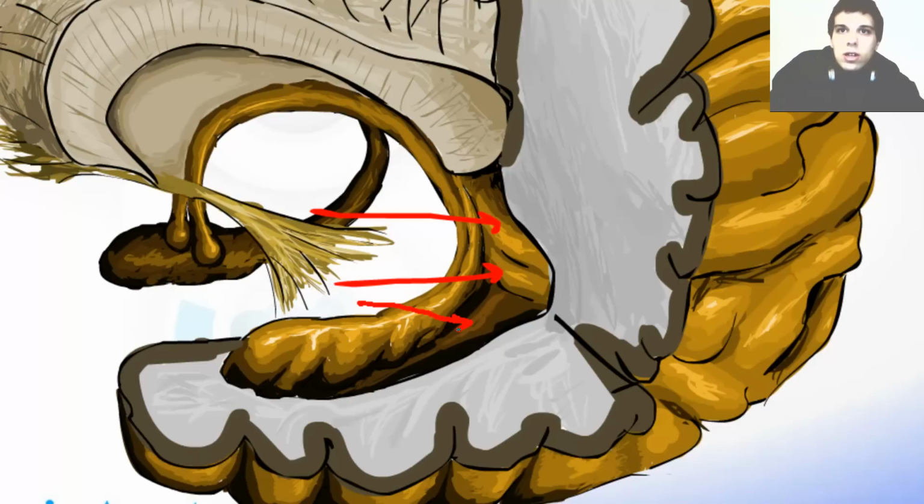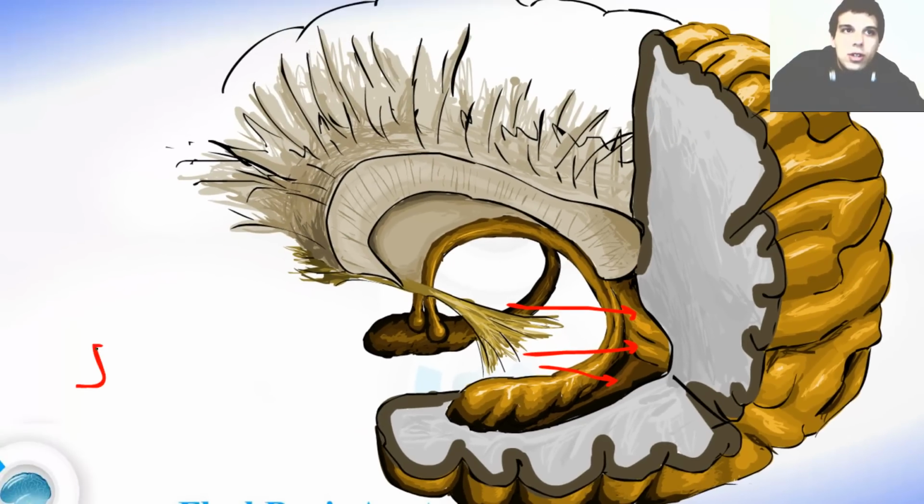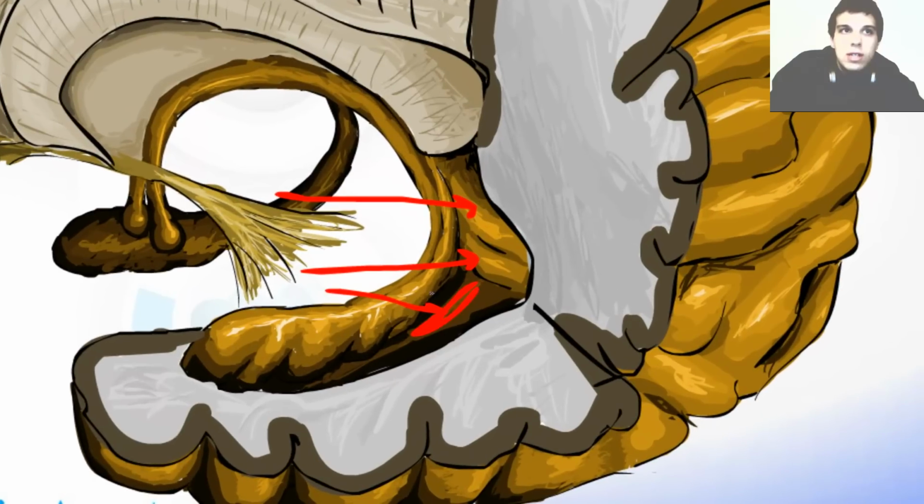And this over here is the collateral eminence. It is made by the collateral fissure underneath. So imagine if below that there is a fissure like this, and then it simply makes the eminence inside of lateral ventricle, and this over here is the eminence, the collateral eminence.